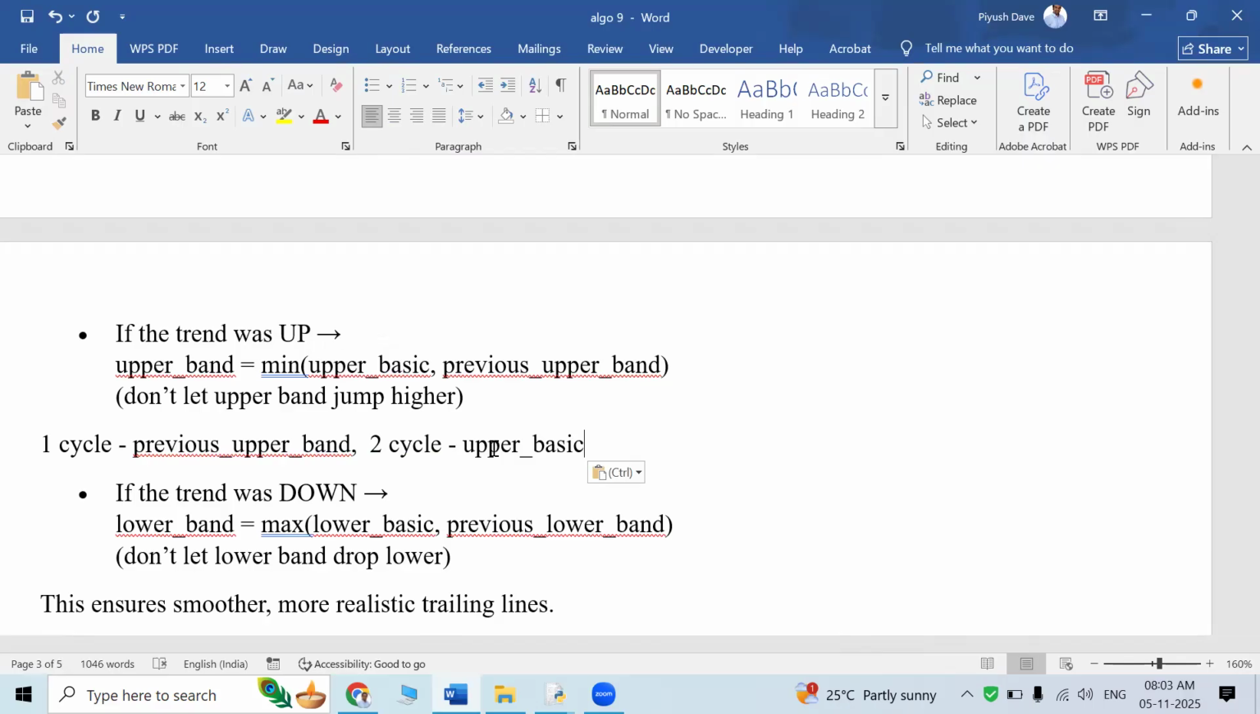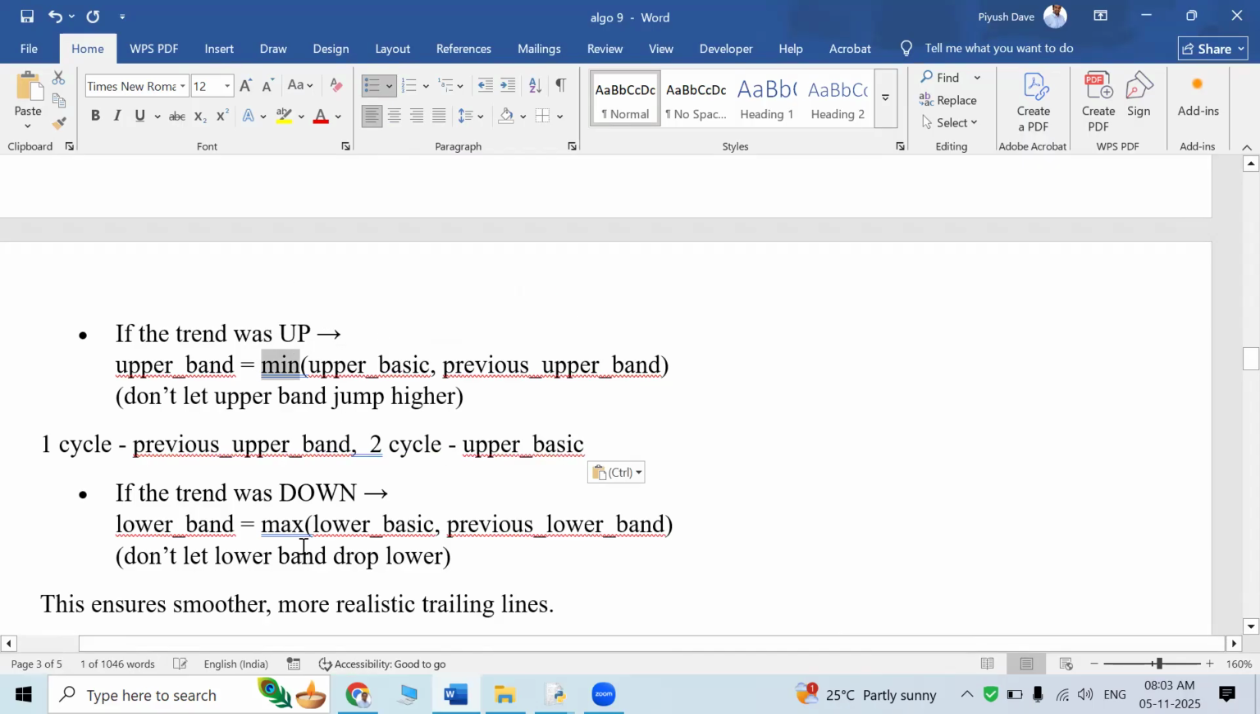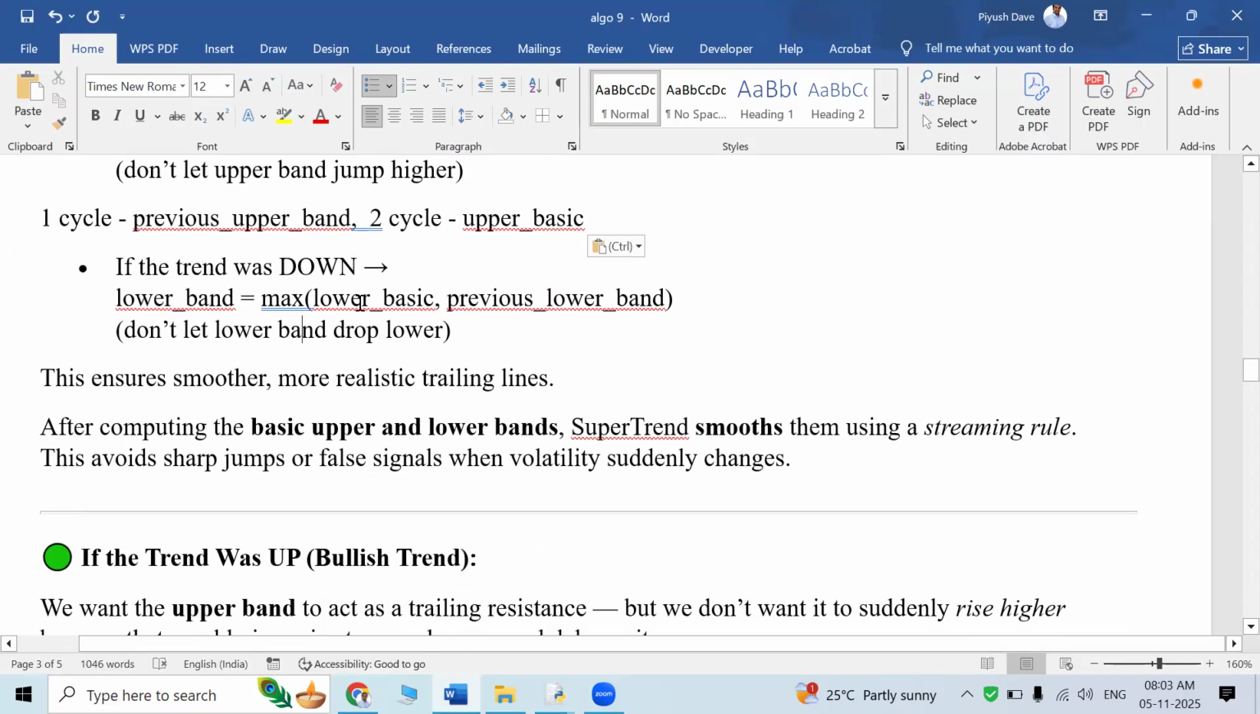Similarly, if there is a downtrend, we are going to find the max. You can see here minimum of the upper band, and over here we have maximum. So lower basic versus previous lower band, so that we will not jump fast on the lower side. So this will help us to basically get the smooth range for the realistic trading lines for the market.